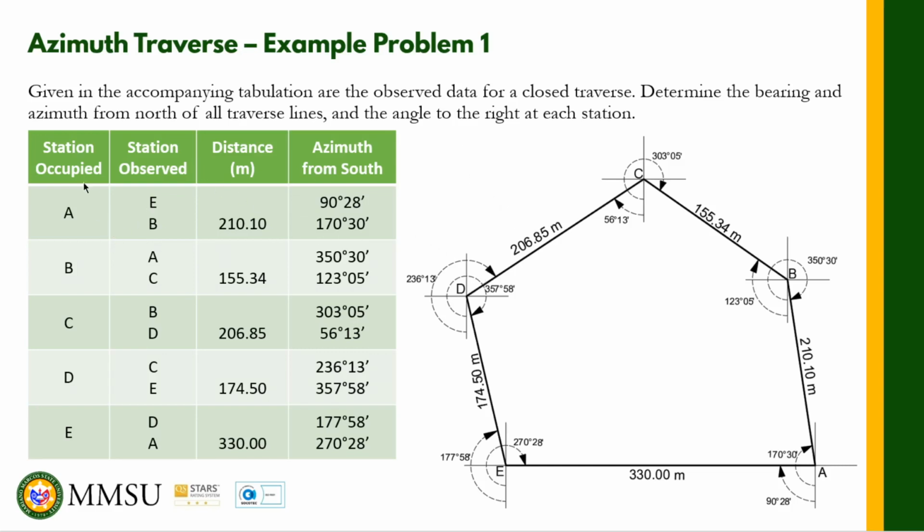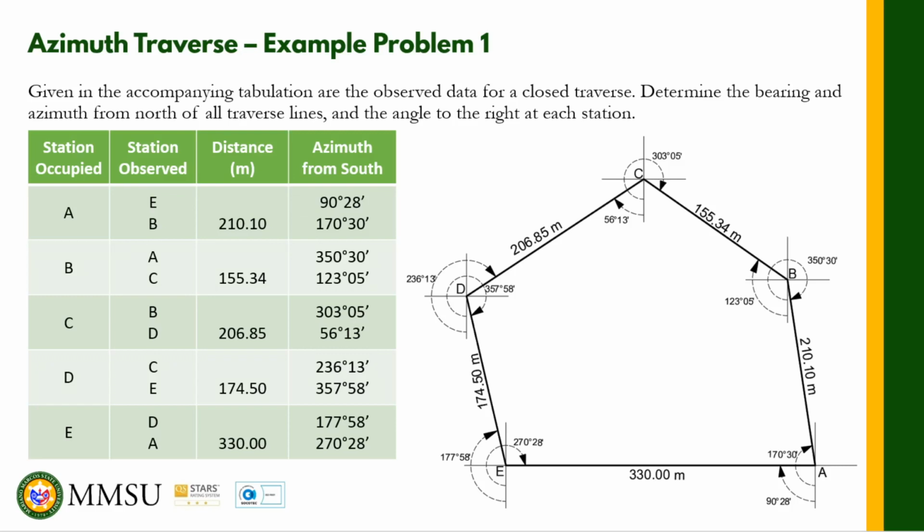So if the station occupied is A, we have observed E and B. From A to B, the distance is 210.10 meters, and these are the azimuths. A to E is 90 degrees 28, and A to B is 170.30, as you can see in the figure here. So all data from the figure is also depicted on the table here. Take note of the given data as we're going to come back here every now and then to solve for the unknowns. So let us start solving for the azimuth first.